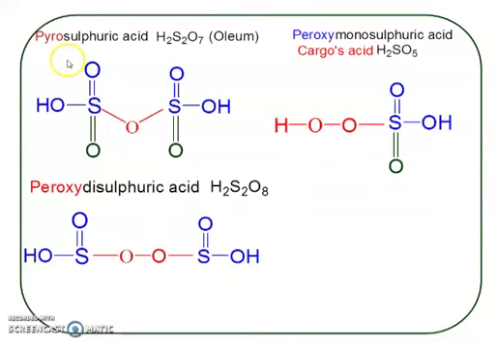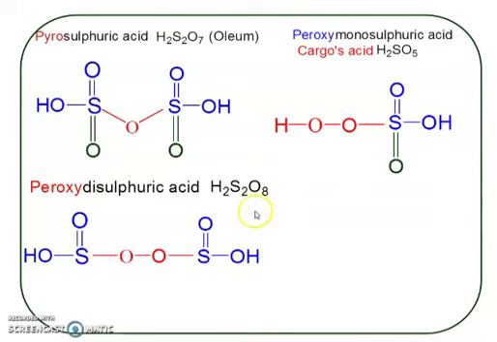Now just to compare the pyrosulfuric acid and peroxysulfuric acid. In pyro acid there is a sulfur oxygen sulfur bond, whereas in peroxy acid there is a sulfur oxygen oxygen sulfur bond. So this is the peroxide linkage, OO linkage is there. Now count the total number of oxygens: 1, 2, 3, 4, 5 and 6. But in the molecular formula there are 8 oxygen atoms.